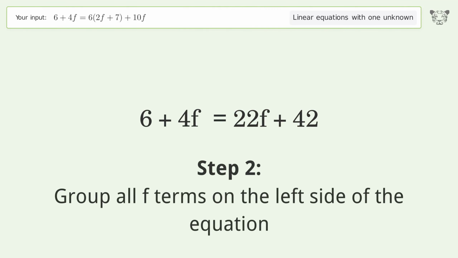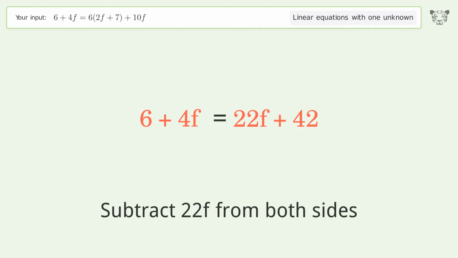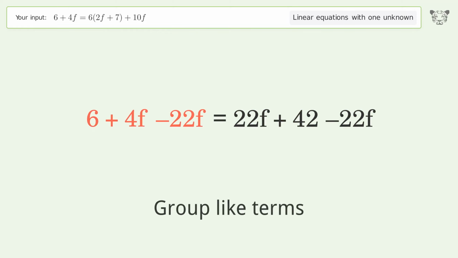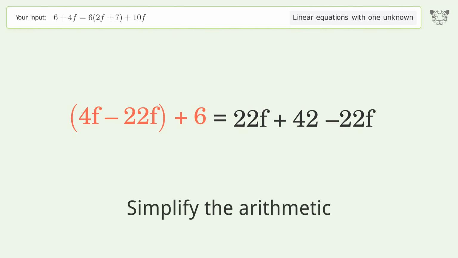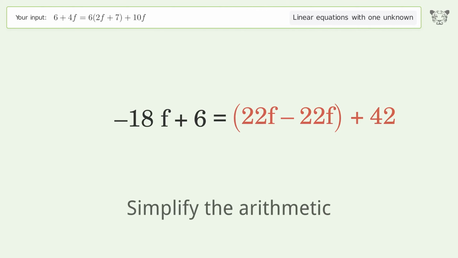Group all f terms on the left side of the equation. Subtract 22f from both sides. Group like terms. Simplify the arithmetic. Group like terms. Simplify the arithmetic.